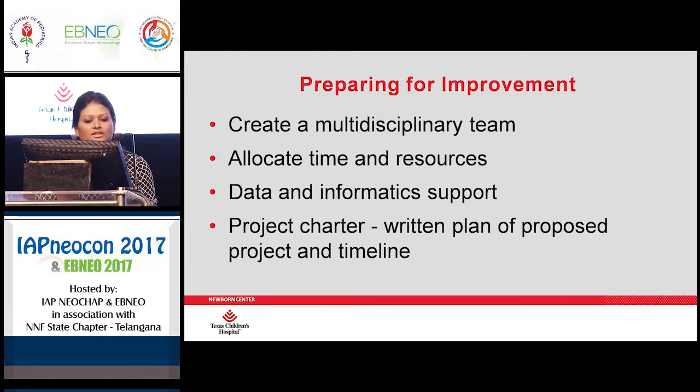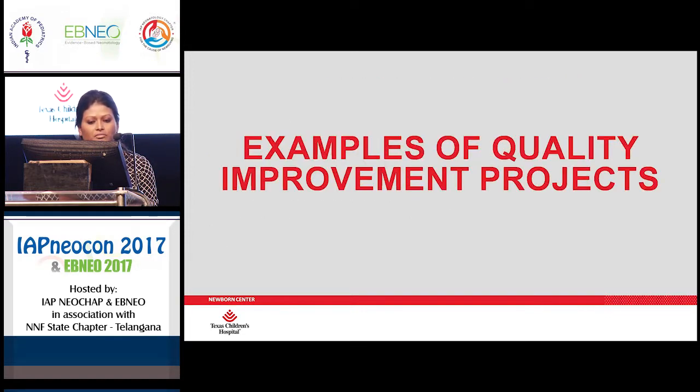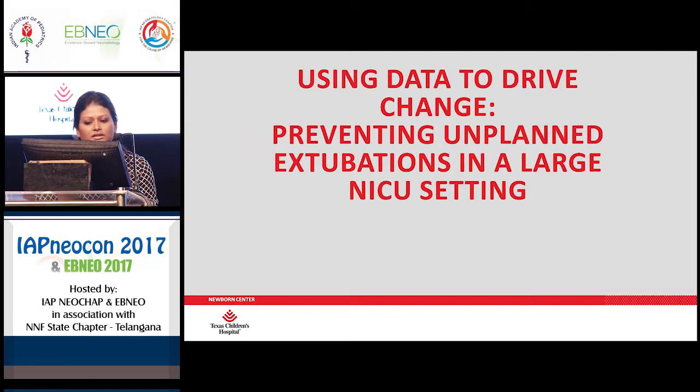And then we go through the process of reviewing the evidence, the first step of knowing what we should be doing, either from policies such as from the American Academy of Pediatrics, if it's relevant, or from the evidence, or from a synthesis of evidence such as from EBNEO. And then we decide what project we're going to select and go from there. So here I want to give you two examples of quality improvement projects. The first one is from my home unit, and the second one was done here in India. And I think as I go through these projects, you'll notice a lot of commonalities.